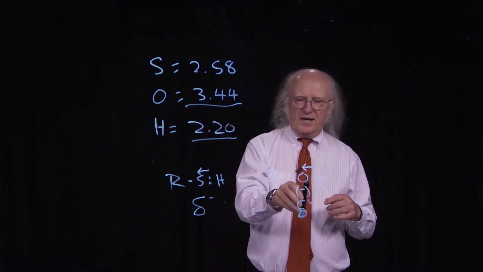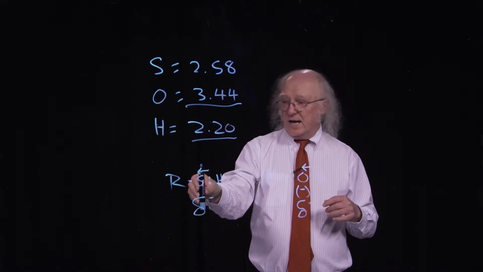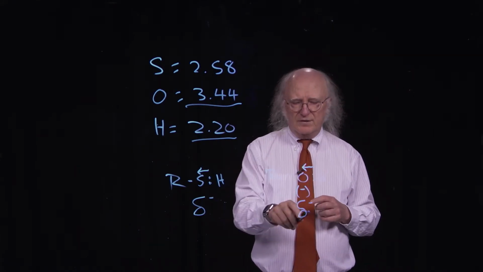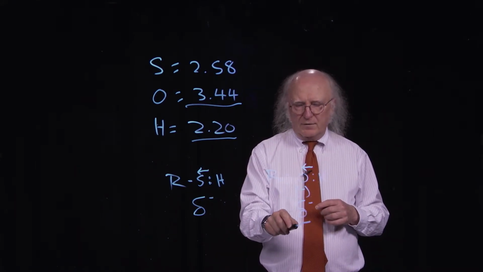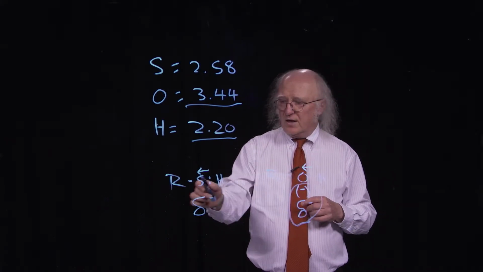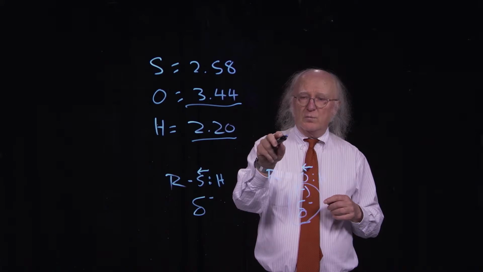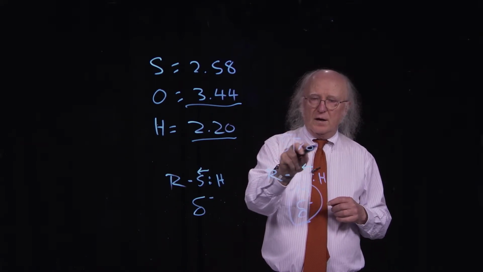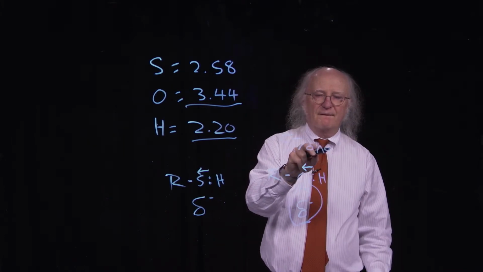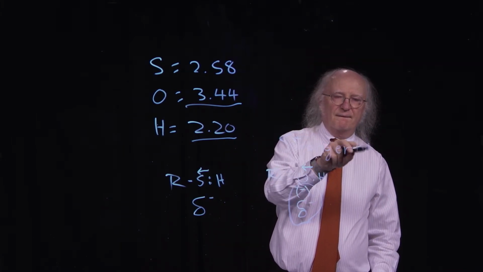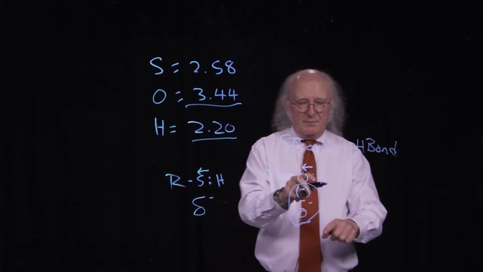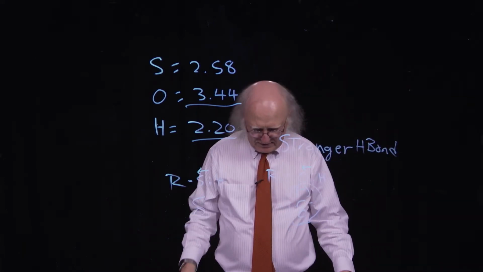So since oxygen has a greater electronegativity than does sulfur, oxygen will pull those electrons closer to itself. It will have a greater partial charge than will sulfur, and therefore will make stronger hydrogen bonds. Because there'll be a greater charge difference between these two than there will be between these two.